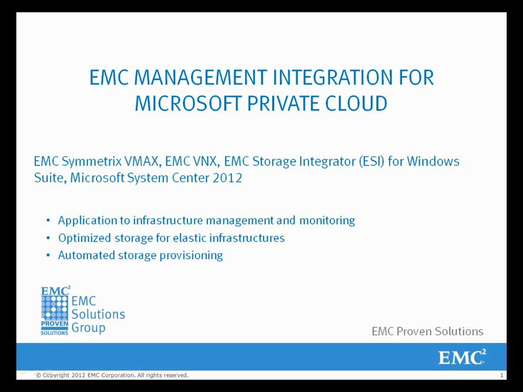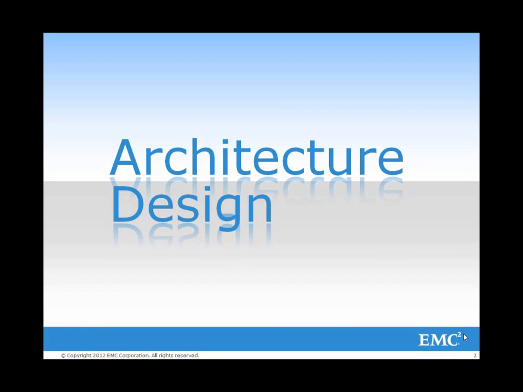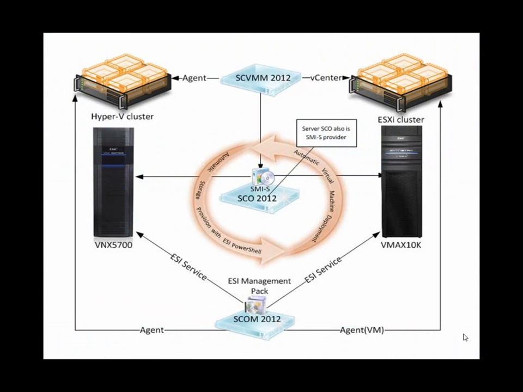Welcome to this demonstration, which is one in a series from our white paper, EMC Management Integration for Microsoft Private Cloud, using EMC Symmetrix VMAX 10K, EMC VNX 5700, EMC Storage Integrator for Windows Suite, and Microsoft System Center 2012 SP1. In this architecture design, you can see the Microsoft components SCVMM 2012 SP1, SCO 2012 SP1, and SCOM 2012 SP1, working with the ESI service, the ESI management packs, ESI PowerShell to automate virtual machine deployment, automate storage provisioning with ESI PowerShell for EMC hardware.